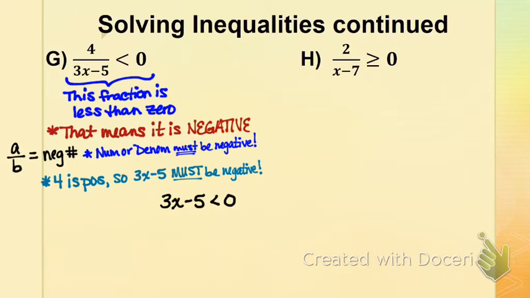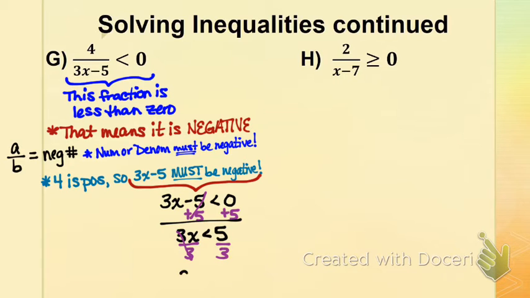So what would I do with this now? Add 5 to both sides. So I get that 3x is less than 5. And then I divide both sides by 3. So any number that is less than 5/3 would make this true, because it would make my denominator a negative number. Give me a number that's less than 5/3. Let's check it. 1/2. 1/2 is less than 5/3.